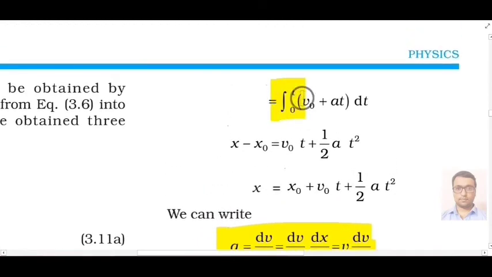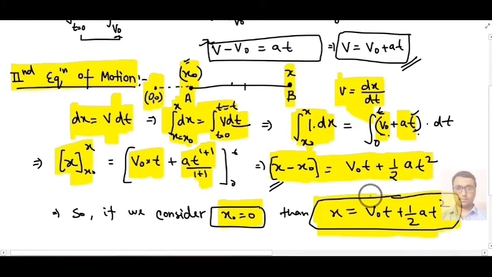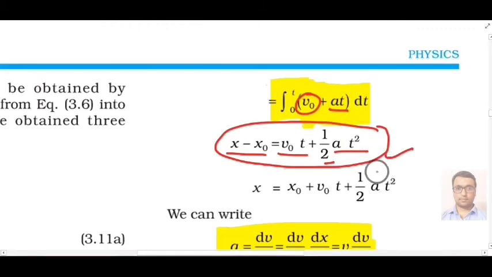Then here you can check that v equal to v0 plus at. Integration of this v0 is v0 t, and integration of at is at square by 2. So x minus x0 equals v0 t plus at square by 2. This is the same relation that we have proved right now, that x minus x0 equals v0 t plus half at square. I think this is clear to you.